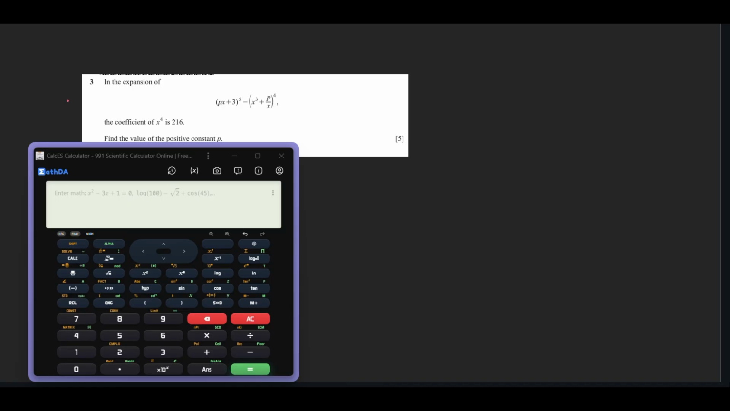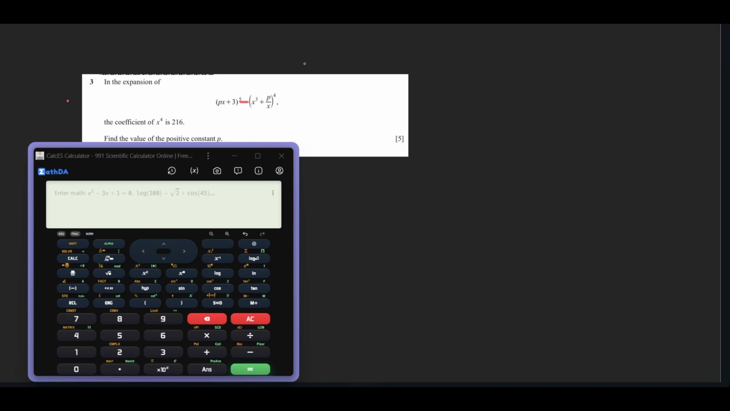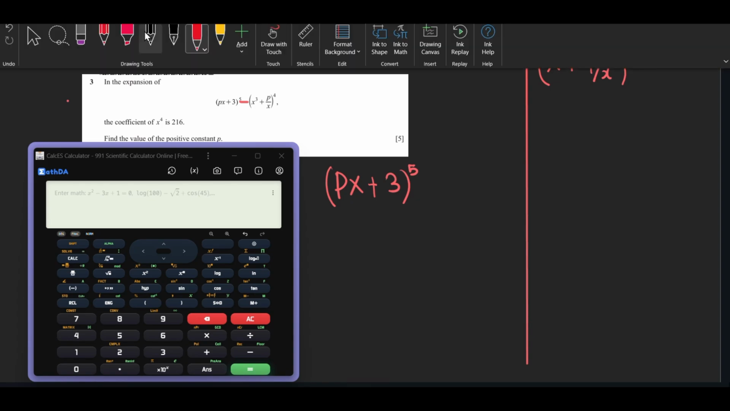Now, because you can see there's a subtraction in between here, that subtraction tells you you need to deal with those two parts individually. You'll have to take (px + 3) to the power 5 and expand it until you see whichever term carries x to the power 4. Then you also need to pick (x^3 + p/x)^4 and break it down until you see the term that carries power 4. Now, you won't need to do every term because it will be too much work.